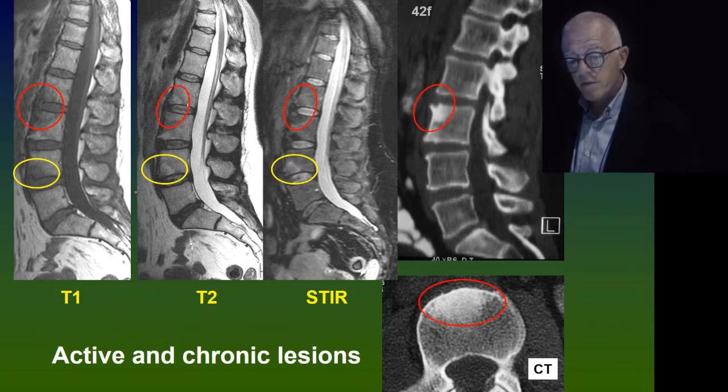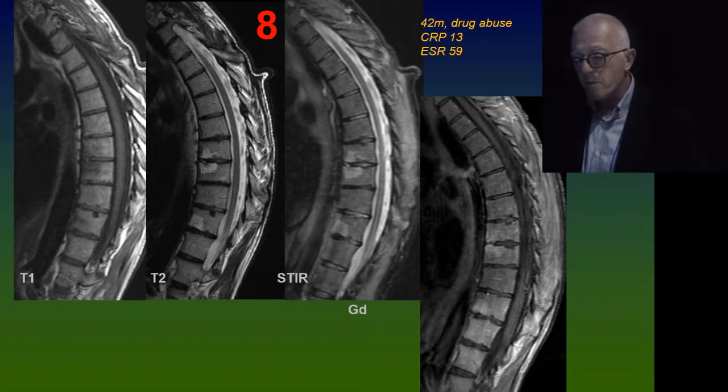And here we have low on T1, high on T2, low on STIR, and they are sclerotic on CT. Therefore, this is chronic osteitis. It's the shiny corners that we mentioned on plain films.